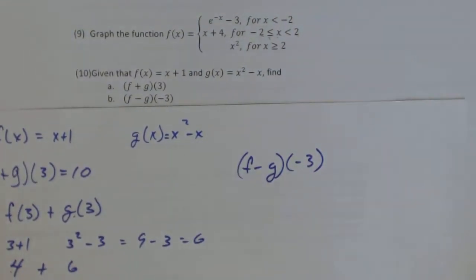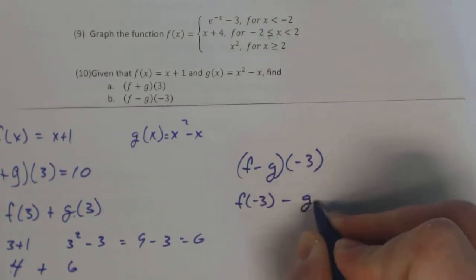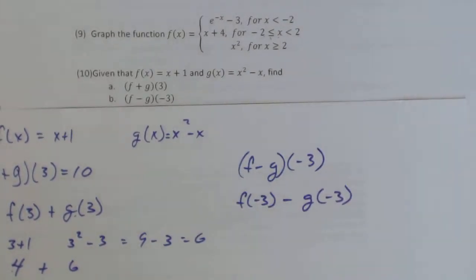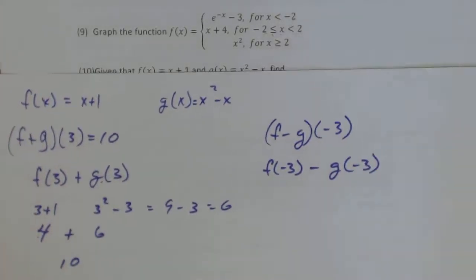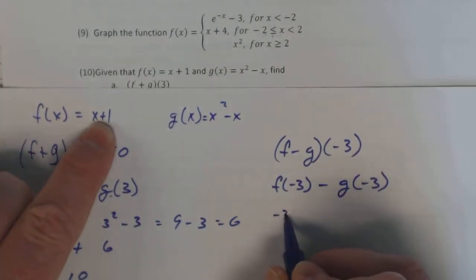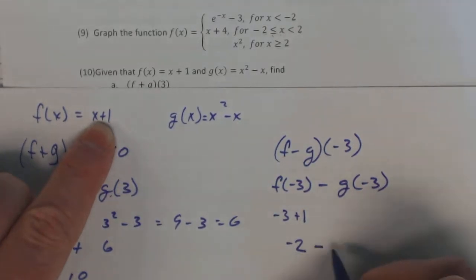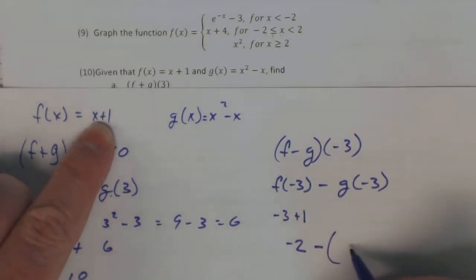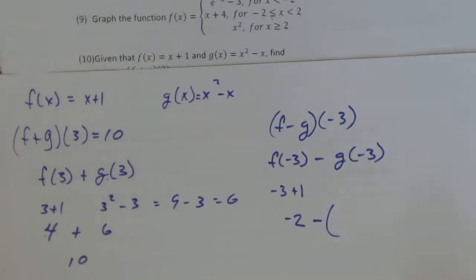Throwing some negatives in here. So f of negative 3 minus g of negative 3. That's what that's asking. It's basically asking you to plug negative 3 into both of these functions and then subtract those two values from it in this order. So f of negative 3 would be negative 3 plus 1, would be negative 2. Minus. Now whatever answer I get here, I'm going to subtract it, so I'm going to put parentheses around it. Kind of keeps my negatives straight.